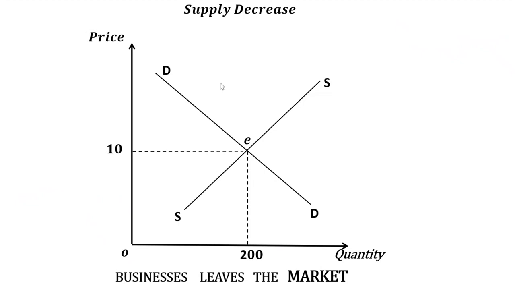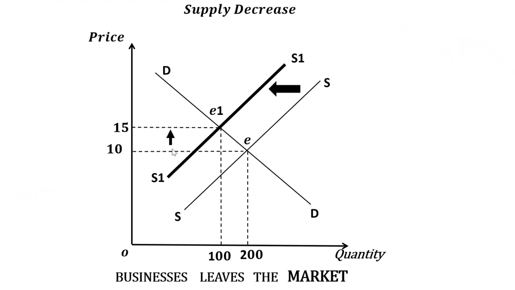Now what happens when suppliers leave the market? It means that fewer goods are going to be produced. So the supply curve shifts to the left. A new supply curve is formed, S1. A new equilibrium is formed there, E1. And that means the effect is that the price increased from 10 Rand to 15 Rand, meaning that goods have become more expensive, and the quantity supplied on the market will decrease from 200 to 100. And that is the effect it will have when businesses leave the market.